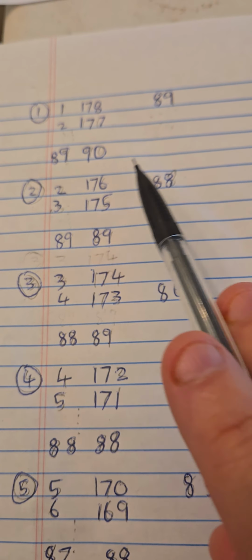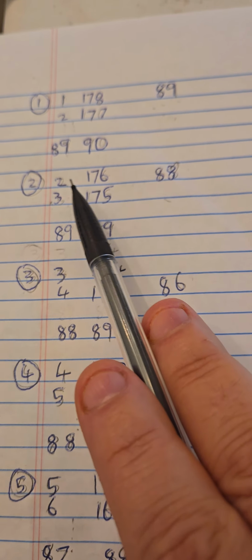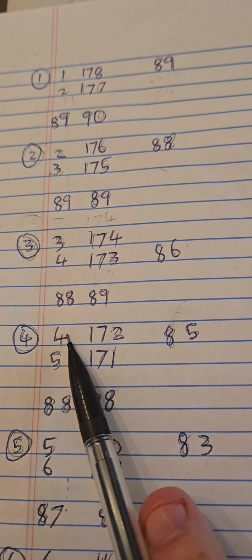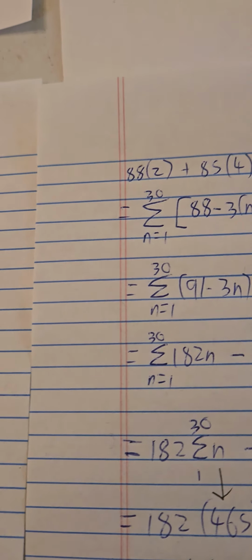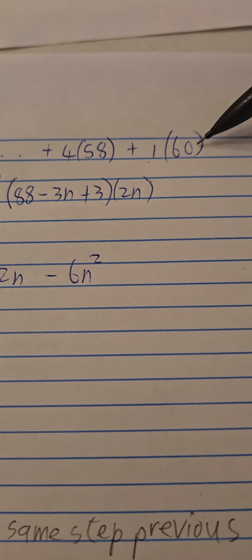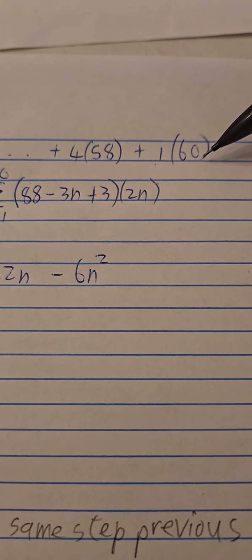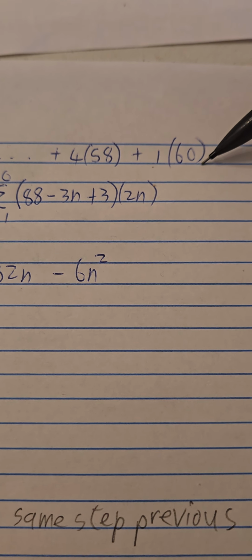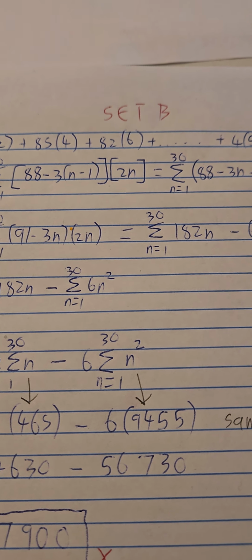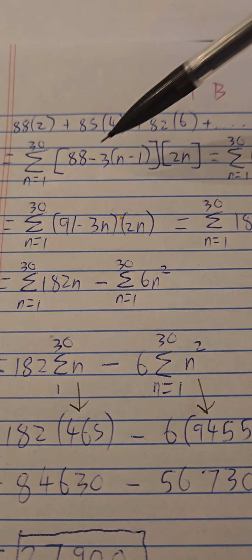Okay, so there's 88 triangles where the smallest angle is 2. There's 85 triangles where the smallest angle is 4, etc. Which I wrote over here, 82 times 2, 85 times 4, all the way until 1 times 60. There's only one triangle possible where the smallest angle is 60. And now everything's exactly the same. This is the formula.